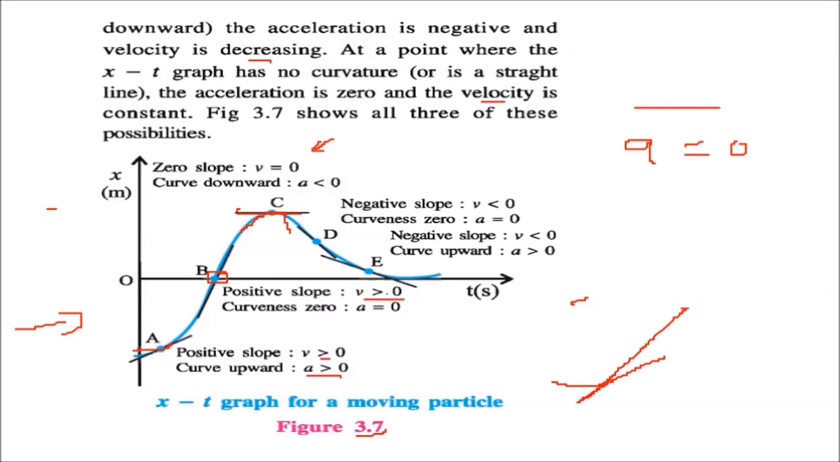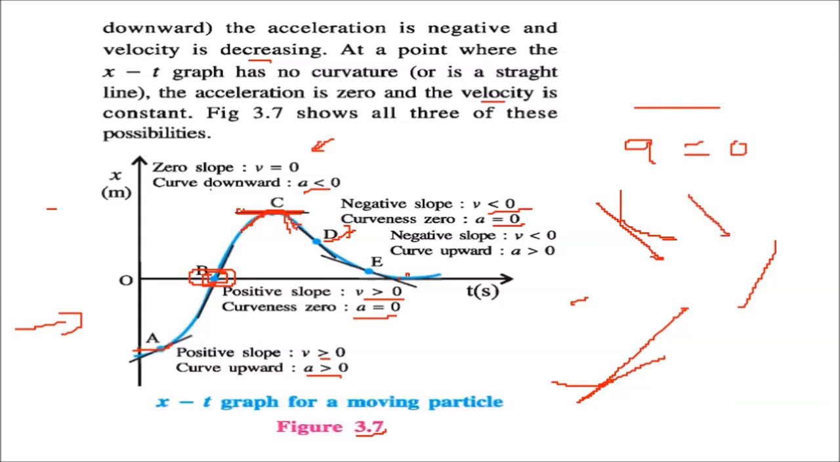In this case, we have a graph something like this. This is a tangent, so we have a negative slope. V is less than 0, acceleration is again 0 because there is no curvature here. See, it is just like this. There is no curvature, so acceleration is equal to 0. When we come here, it has a negative slope, that is velocity is less than 0. And since it is curving upwards, we say that acceleration is greater than 0. So in an xt graph, it's quite easy to decide the sign of acceleration.